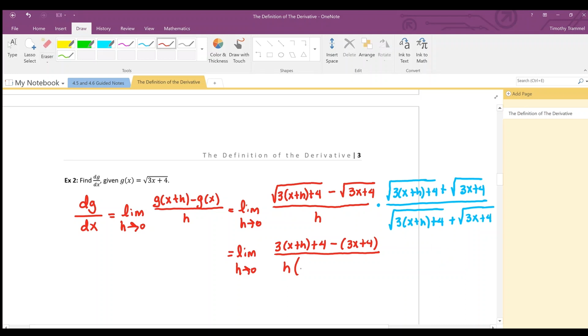And we're going to just leave it as it is. But this is the square root of 3 times x plus h plus 4 plus the square root of 3x plus 4.